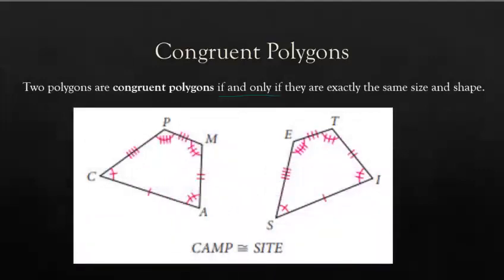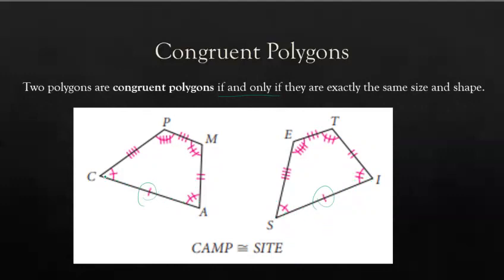Let's look at these congruent polygons. What do you notice about these markings that they have? Remember, we talked about how we can mark congruent segments with these little dashes. So if I look at segment CA, which segment would line up to it on this polygon? Hopefully you're saying SI, because SI and CA both have this one little mark here. So that means those are the congruent segments that would match up.